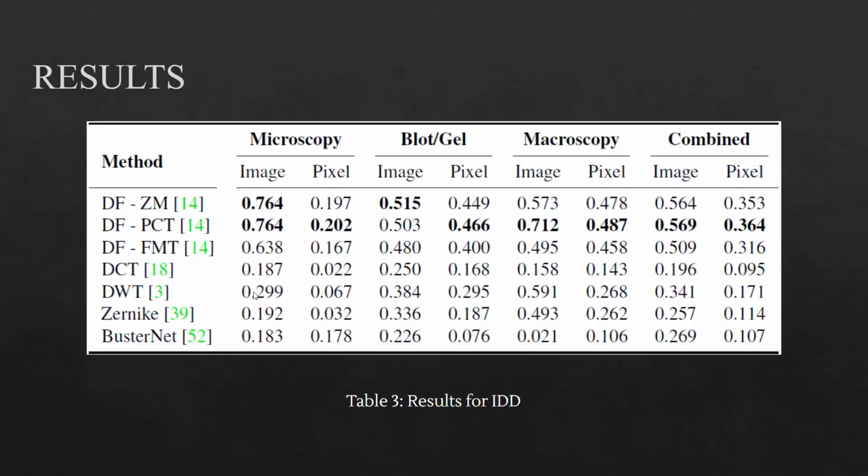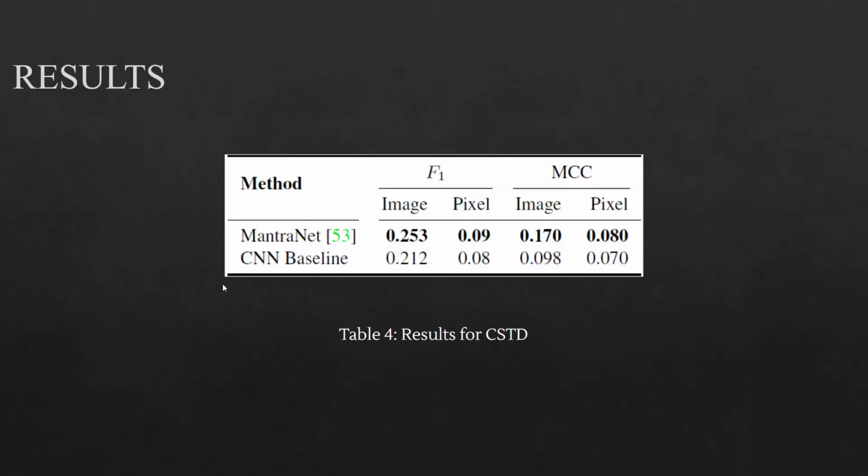Now the results for the IDD, which is microscopy. Again, we can see dense field has really worked well, but here the polar cosine transform has outperformed the Zernike moment. Again, the others were not even close to what they achieved with DFPCT. So that actually infers a lot about DF, which I can talk about again in the conclusion part.